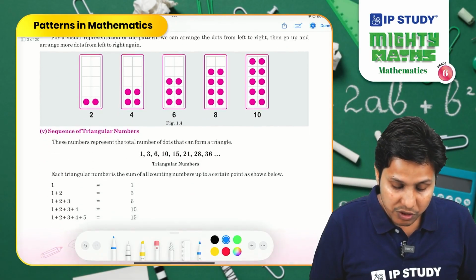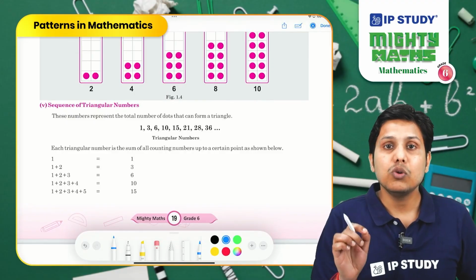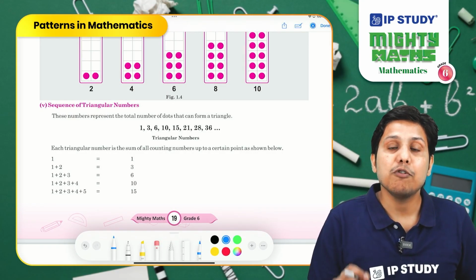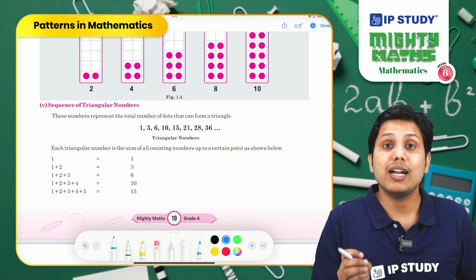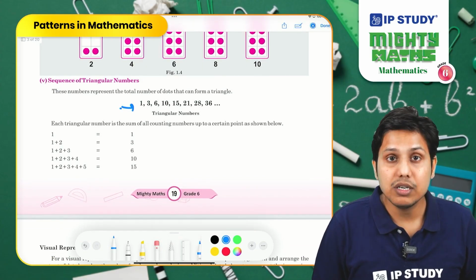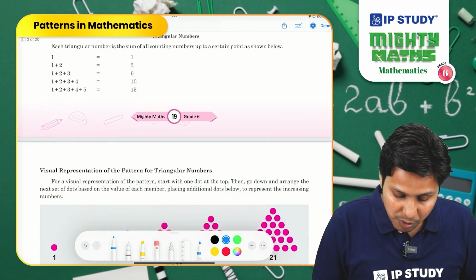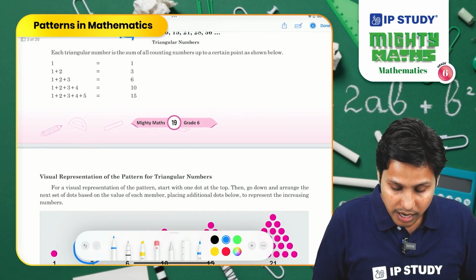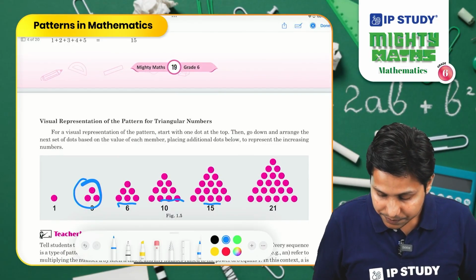Now moving to the triangular numbers. The triangular numbers are numbers which can be arranged in the form of an equilateral triangle. What is that? It is a group of numbers which, when arranged in the form of an equilateral triangle, are arranged like this.